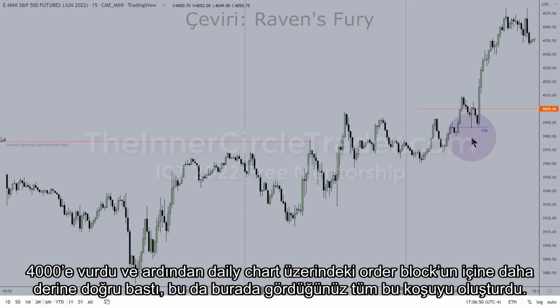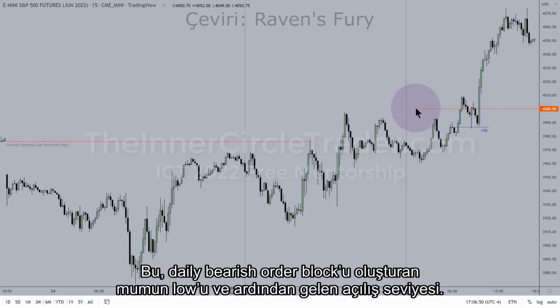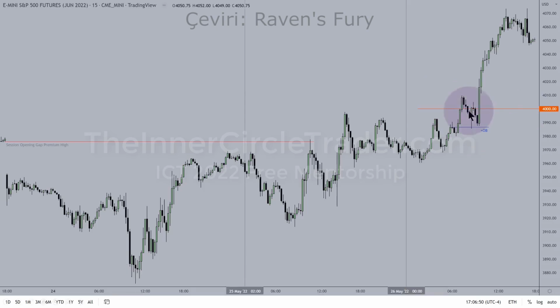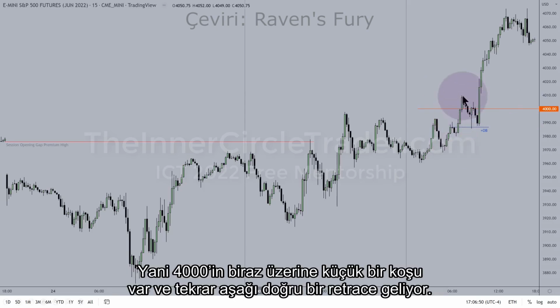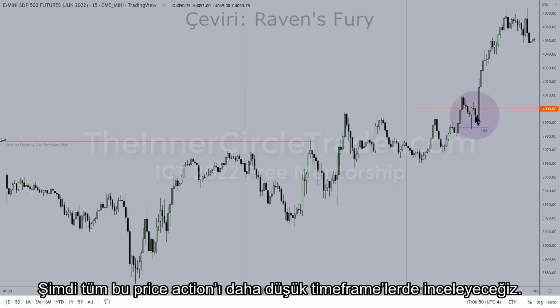It hit it, and then we pressed deeper into the order block on the daily chart, which creates this whole run here. I'm going to go into the details about that, but for now, just know that we were trading up to this level, failed to go to that same level, consolidated right below that daily bearish order block. That's the low of the candle that creates that daily bearish order block, and then the opening of that candle is a little bit higher, I think it's 4,002, but don't hold me to it. Look at your own chart. So we had a small little pass above 4,000, retraces back down in. We'll look at the lower time frames and all of this price action now.